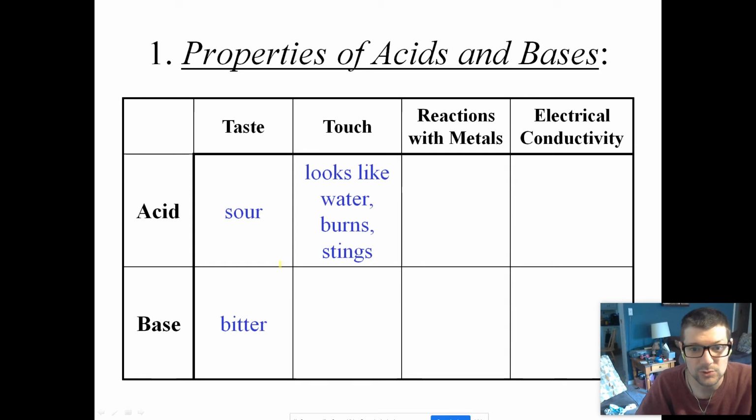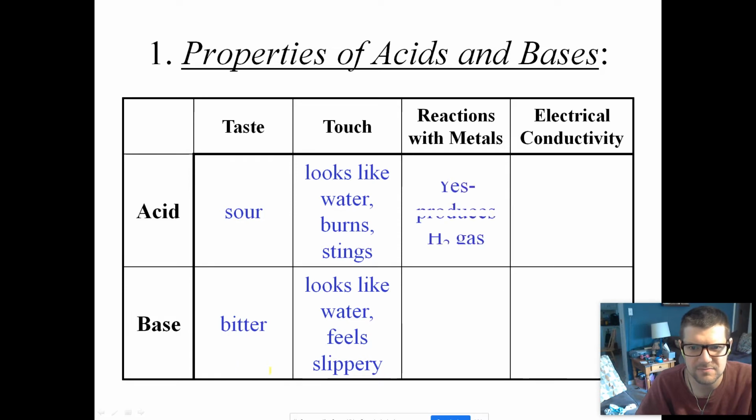Acids tend to look like water, but they will burn or sting if you touch them. Bases can also look like water. Again, these things are solutions, so the most common types of acids and bases are just chemicals that are dissolved in water. But bases tend to feel slippery, okay? With household chemicals, you might know you have a base if you can feel it and it's got that slick feel.